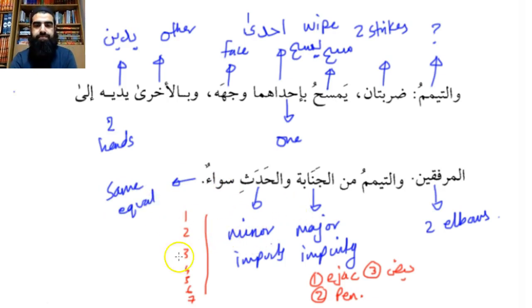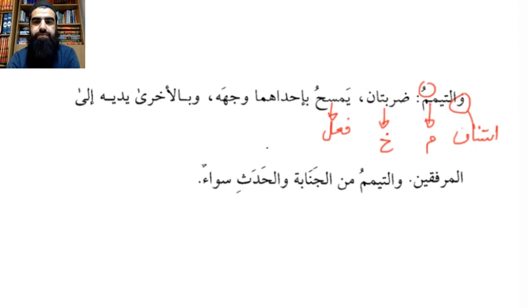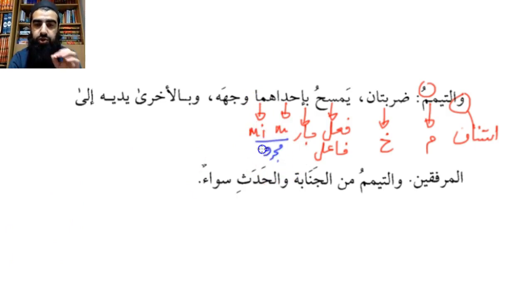Right, next. So let's look at the tarkib then, the i'rab. So waw is isti'naf, tayammum. This is the mubtada in the halatul raf, dhamma. Darbatan, this is the khabar, halatul rafa, with alif noon at the end. Okay, yamsahu is a fi'l, and the fa'il is inside of it, which actually goes back to the hypothetical person. Okay, bi is jar, ihda is mudaf, huma is mudaf ilayhi. Mudaf and the mudaf ilayhi put together becomes the majroor.